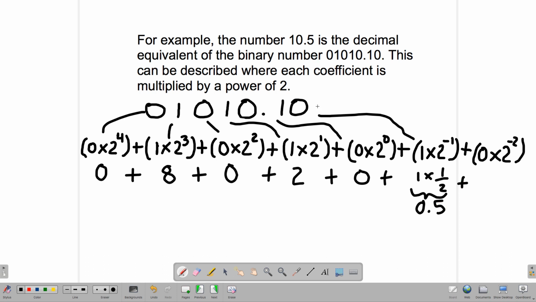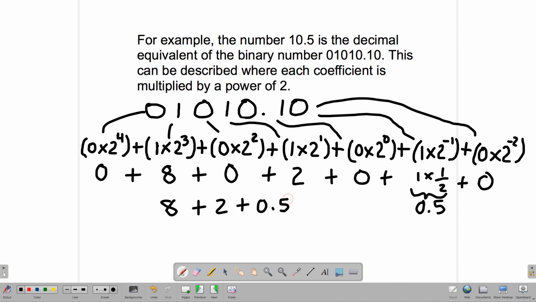And then the last coefficient is 0, which is represented over here to the far right, and that's pretty much 0. So when we add them all up, we got an 8, a 2, and then a 0.5, and that equates to 10.5.